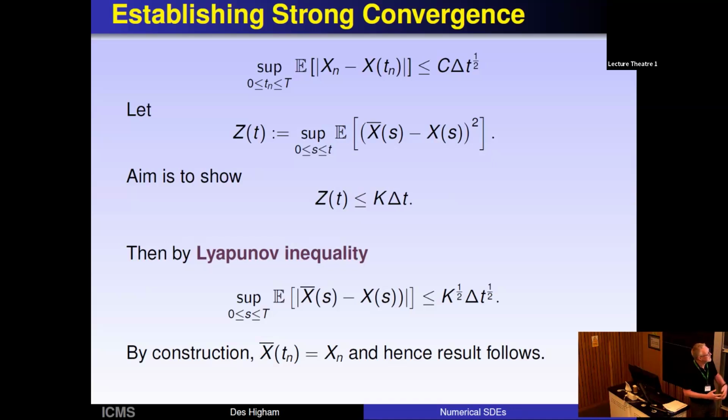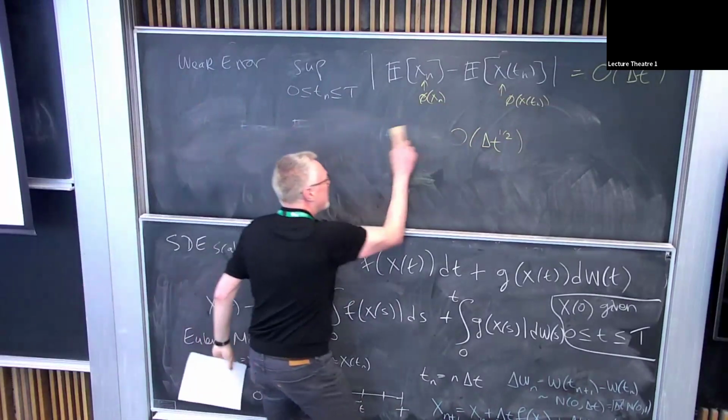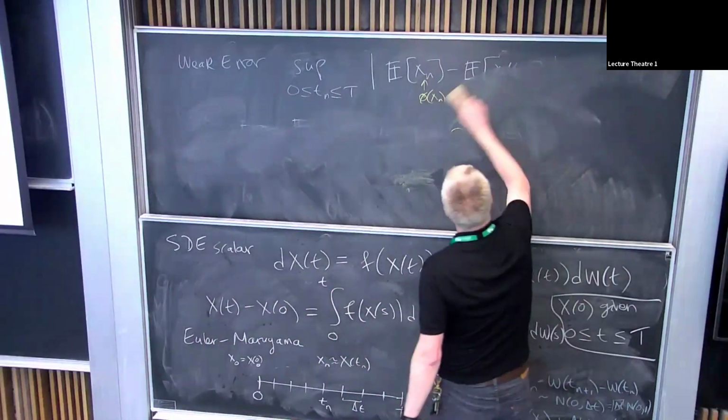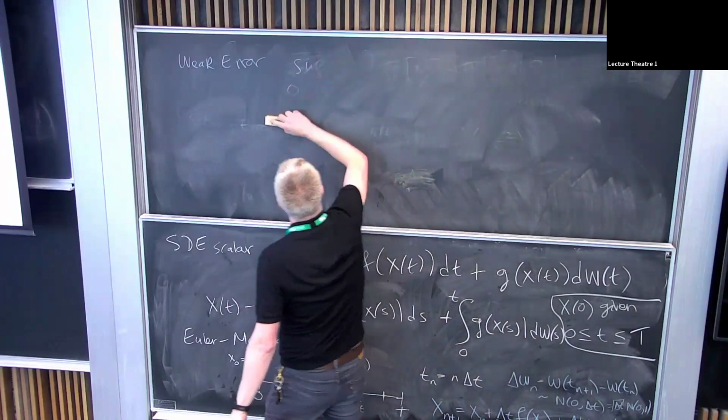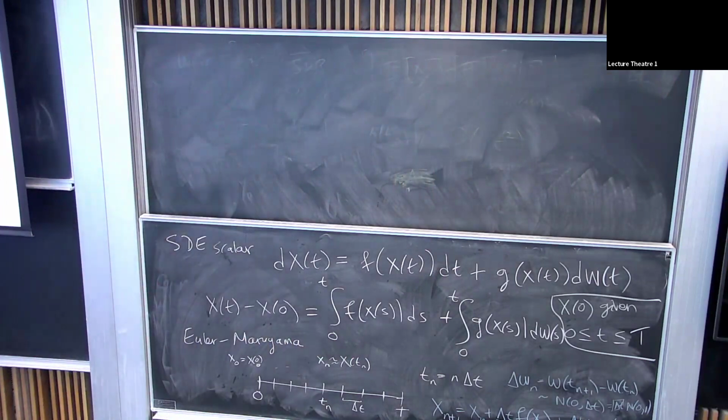We're going to let Z be the version of the error where we're now squaring. So rather than just the mean of the difference, this is the mean of the difference squared. So I'll just tell you a bit more about the notation. You can do this in discrete time, but I think it's neater to do it in continuous time. So we have to somehow interpolate the continuous solution.